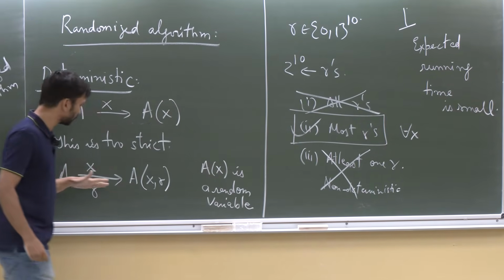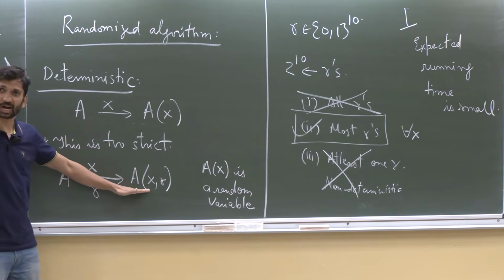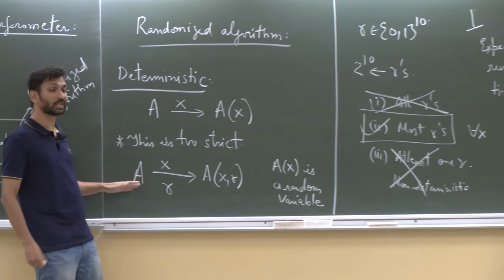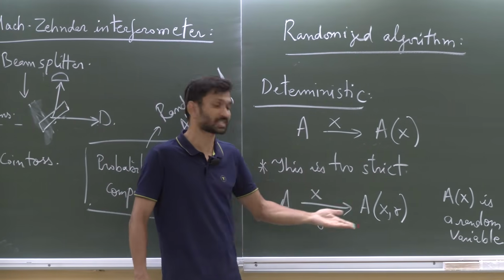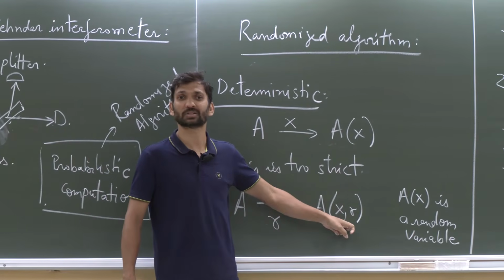Right? So your algorithm has to be correct on most of the R's, and the time spent I will count as the worst case time over all possible X and R's. In some sense, it should take less time on all X and all R's.